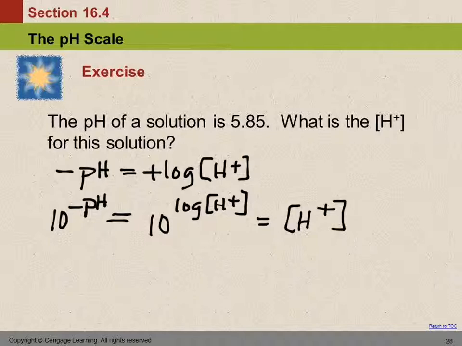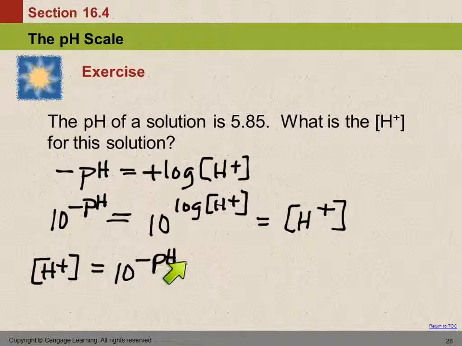And so that's where we get this equation, which I will also give you on the exam. The hydrogen ion concentration equals 10 raised to the power of negative pH. So whatever the pH is, here it's 5.85, we're going to say 10 to the negative, whatever that pH is, 5.85.